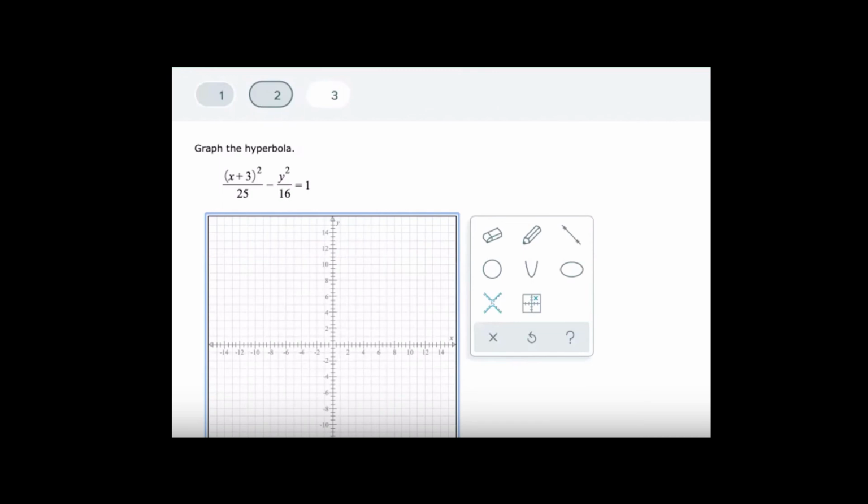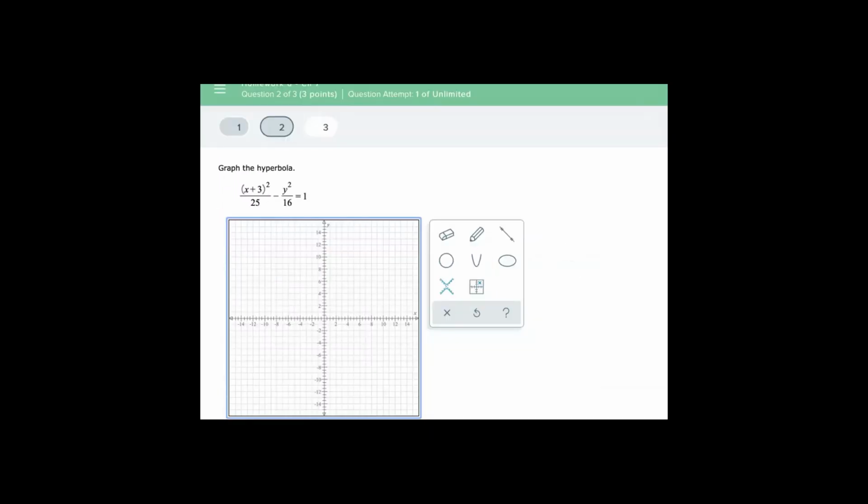We also see that 25 is larger than 16, so I know that my hyperbola is going to open up on an axis parallel to the x-axis since the larger value is underneath the x expression. We also see that 25 is 5 squared, so that's the direction we're going to go in the x, and 16 is 4 squared, and that's the direction we're going to go in the y.